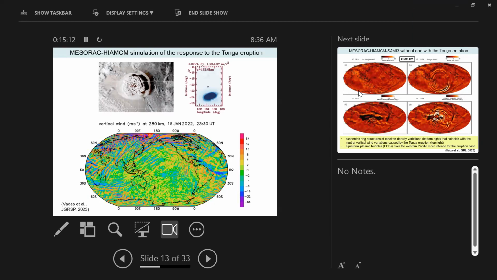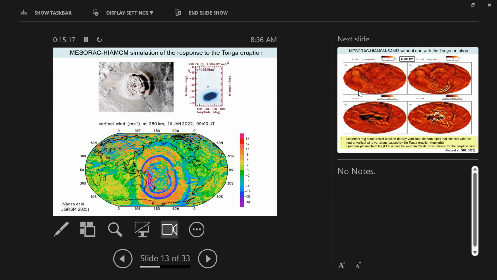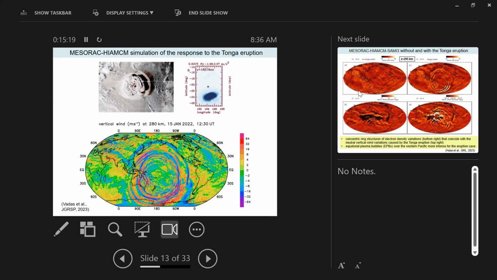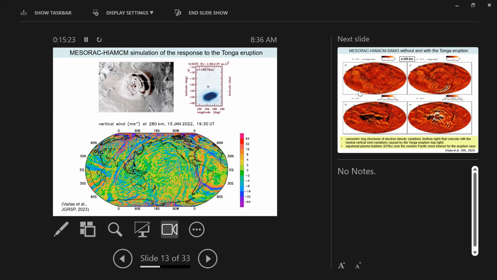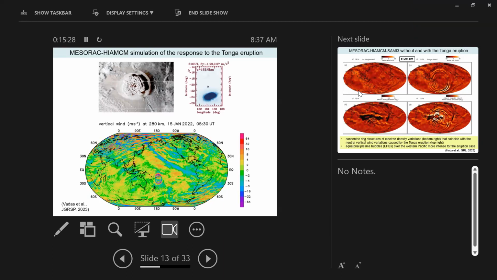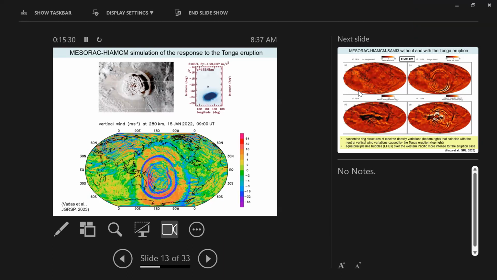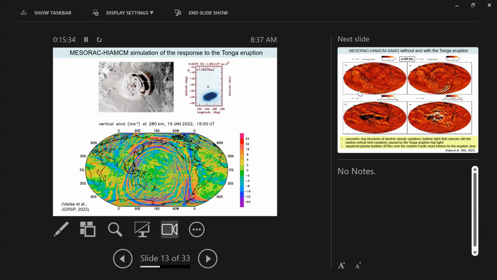And you see these waves did not propagate very far from the regime of the Tonga, and they caused huge body forces, huge momentum deposition in the mesosphere and in the thermosphere. And these body forces were then plugged into the HIMCM, into the global model, and we simulated the response. And this is what you see here in terms of the vertical wind.